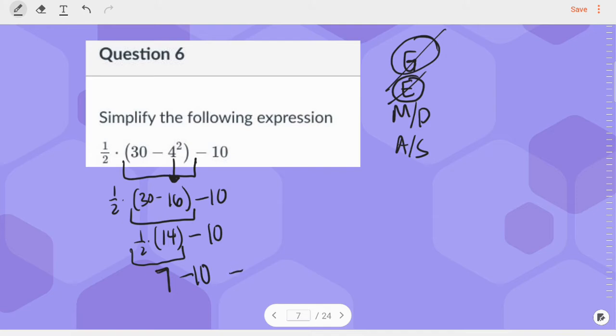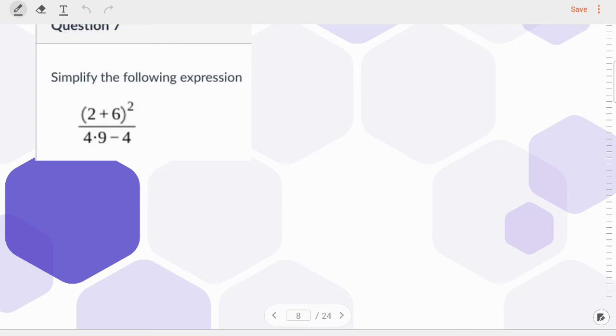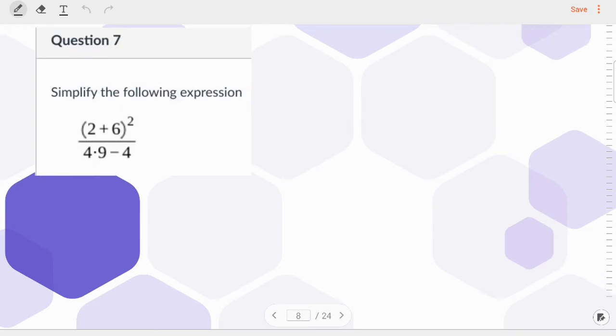Great. And now I'm going to continue to simplify. What is 7 minus 10? Type that in your calculator. It is -3. And that's my final answer for that one. Number 7. Simplify the following expression. Remember, fraction bars act like grouping symbols. I'm going to work on the top, and then I'm going to work on the bottom.